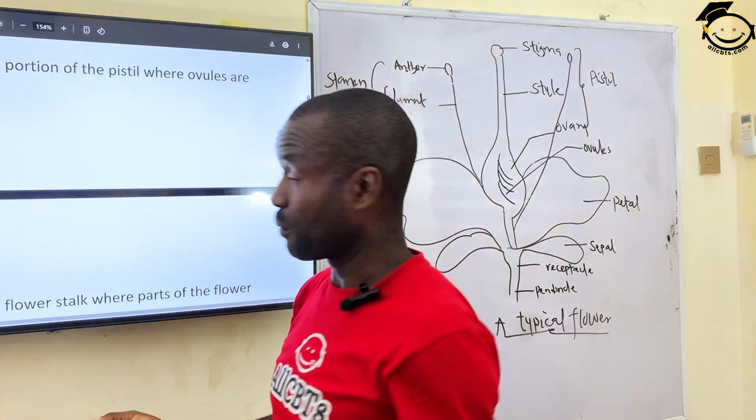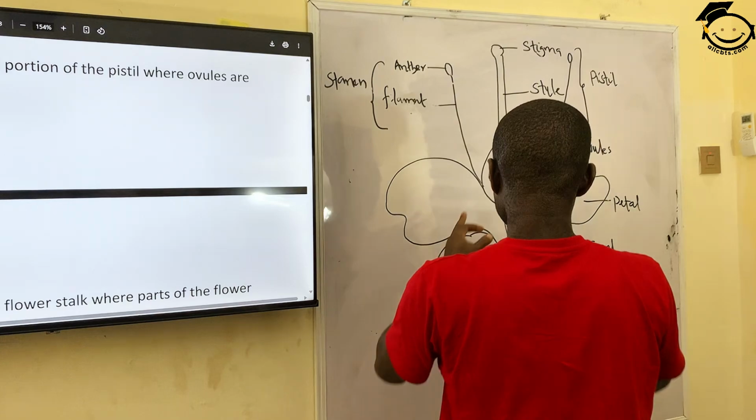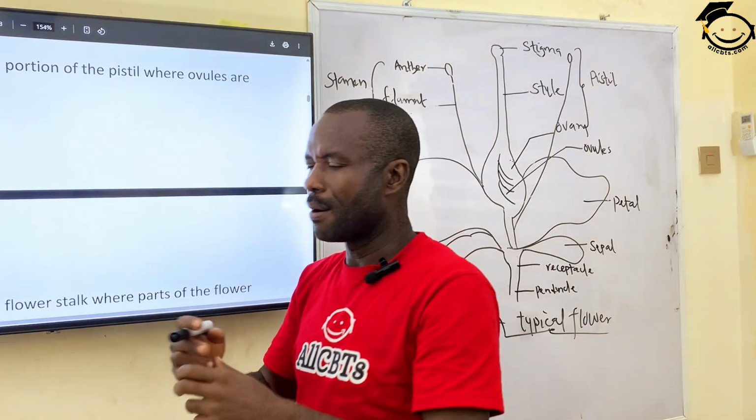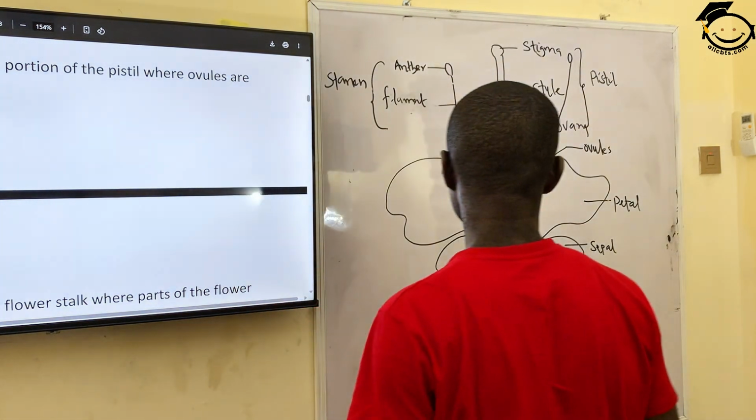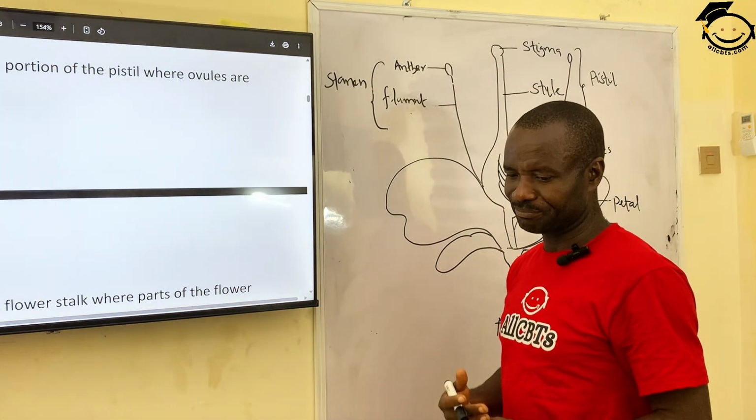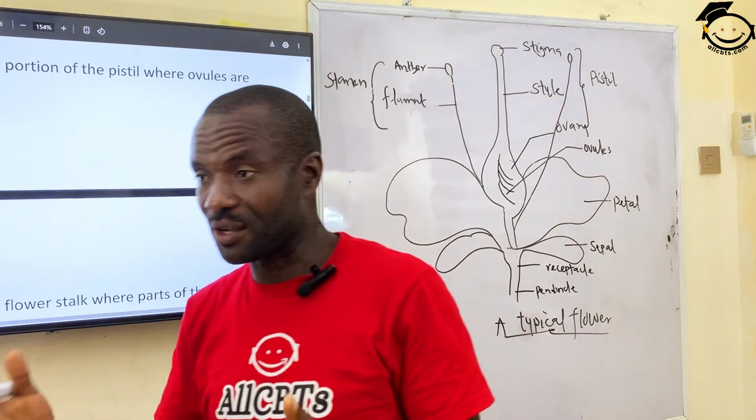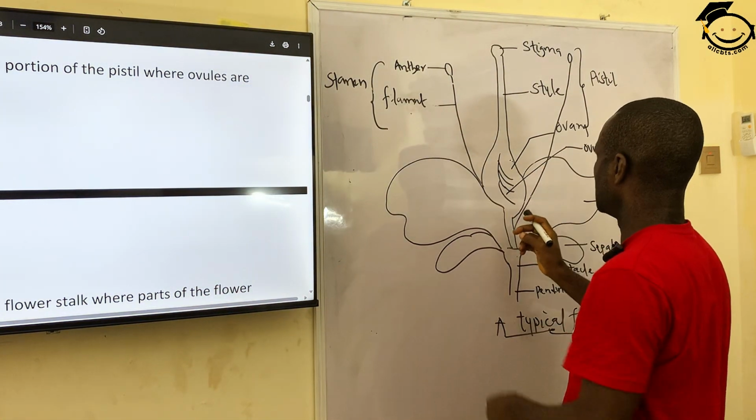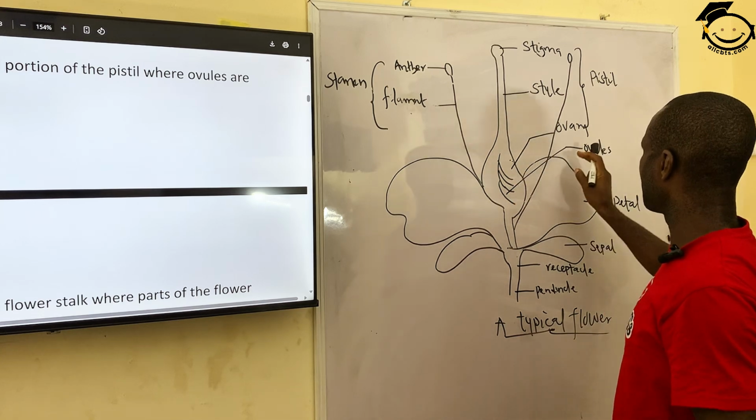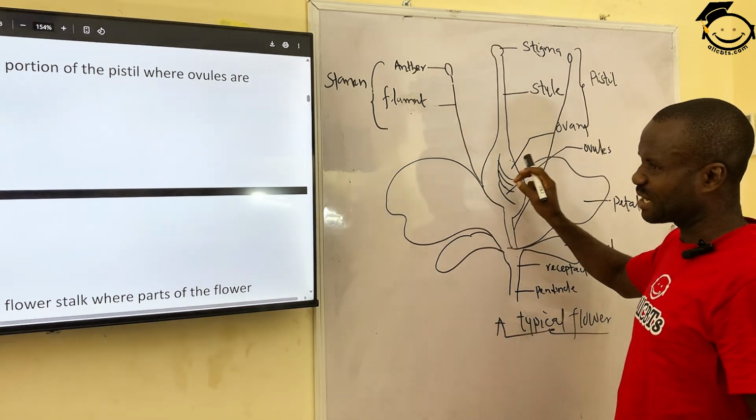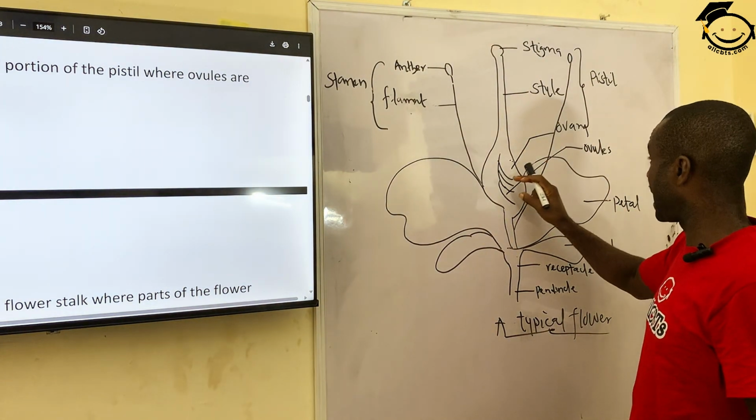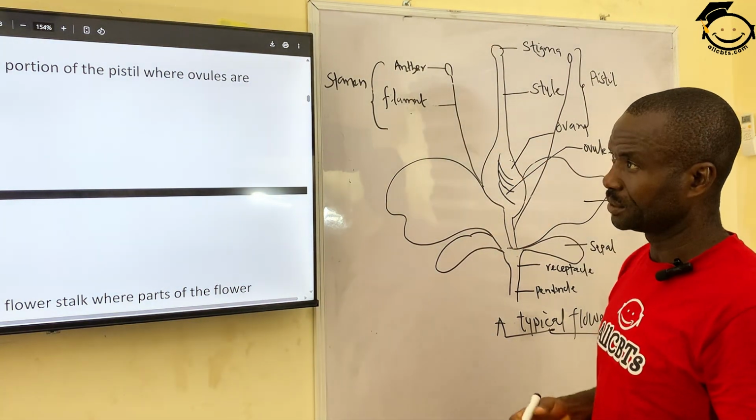the ovary of a woman, you know. What do you call this part of a woman? The uterus of a woman, the swollen part where eggs are housed. So at this point, we have the ovule, where the female sexual cells are housed.